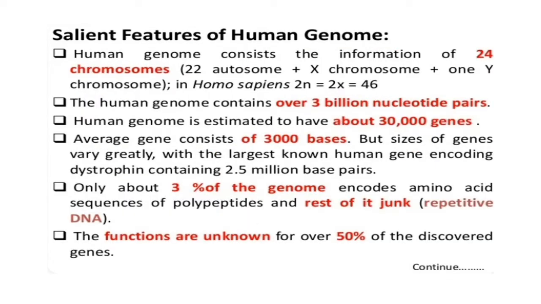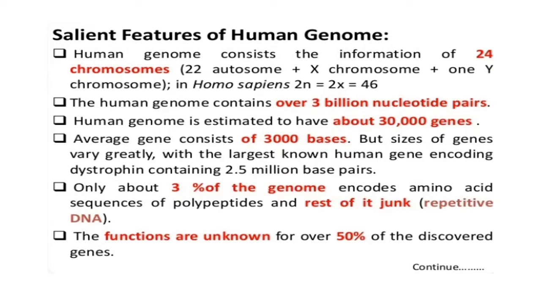Salient features of the human genome. The human genome consists of the information of 24 chromosomes: 22 autosomes plus X chromosome plus 1 Y chromosome. In Homo sapiens, 2N equals 46. The human genome contains over 3 billion nucleotide pairs. It is estimated to have about 30,000 genes. The average gene consists of 3,000 bases, but sizes of genes vary greatly, with the largest known human gene encoding dystrophin containing 2.5 million base pairs.